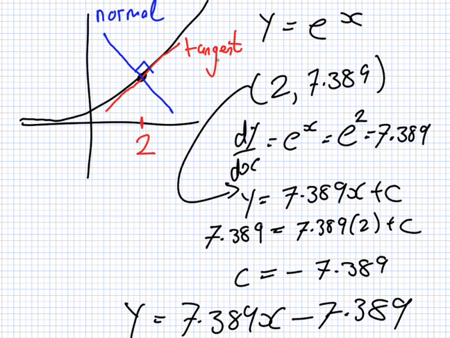Okay, can I scroll down? Yeah. X, EX? Oh, the X doesn't come down. The derivative of EX is EX. Okay. So here's my graph this time.